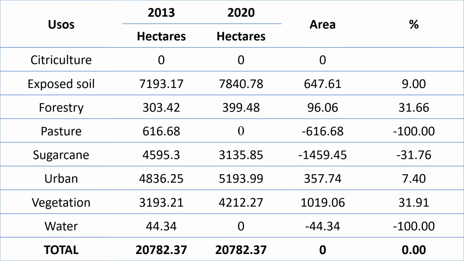And we can analyze our landscape as a whole, as a unique unit, or we can understand each class inside our landscape. For example, we can analyze only the vegetation class and understand what happened with this class. In 2013, we have almost 3,000 hectares. In 2020, almost 40,000. Then we have a growth in the vegetation areas.